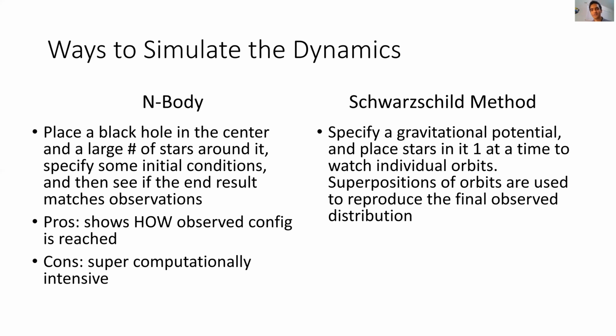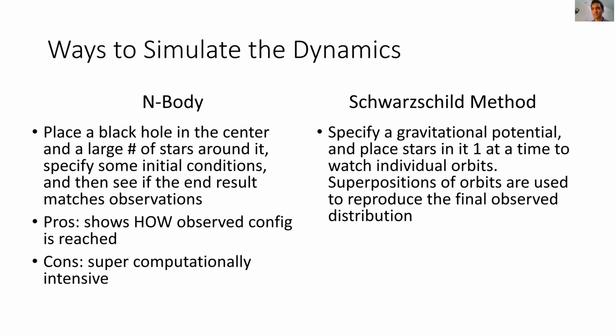So you specify that potential, and then you place a star in it one at a time to watch individual orbits. So you've started off with your potential. You put a star in, you watch a star go around in that potential for a couple of loops. And you do this for a lot of stars. And then what you do is you take superpositions of those orbits in order to reproduce the final observed distribution.